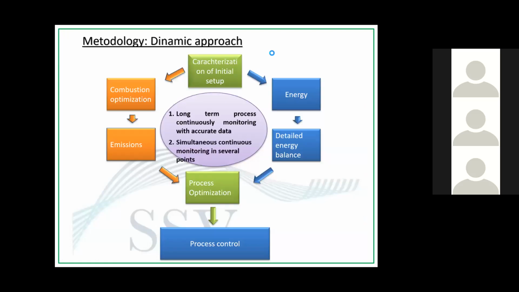So there is this approach for the optimization of the furnace, and we need initially to characterize the setup of the furnace, and at the same time it's important to take into account the energy aspect of the furnace, the emission aspect of the furnace, and it's important to have an energy balance, a thermal balance of the furnace, in order to highlight the main sources of losses. And with all this information, it's possible to optimize the process, and so have the control of the process.